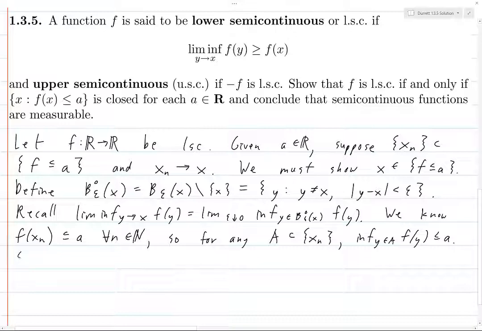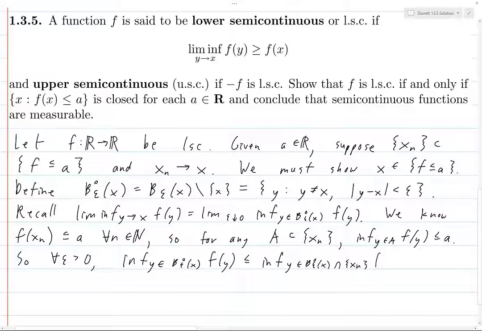Alright. So then for all epsilon greater than 0, the infimum over all y in this punctured ball of f(y), well, this is certainly going to be less than or equal to the infimum over all y in this punctured ball intersected with the sequence of x_n's of f(y). And this is because if you take an infimum over a smaller set, then you're going to end up with something that could only possibly be larger than what you started with.